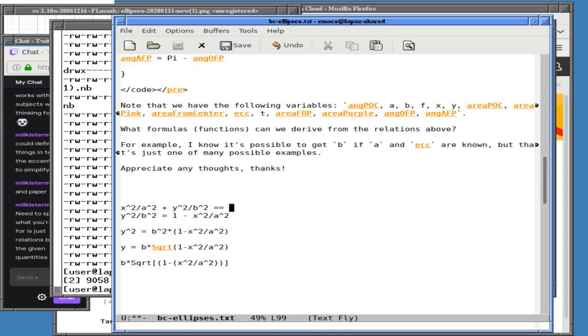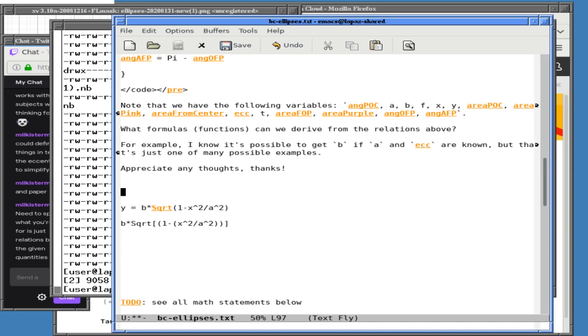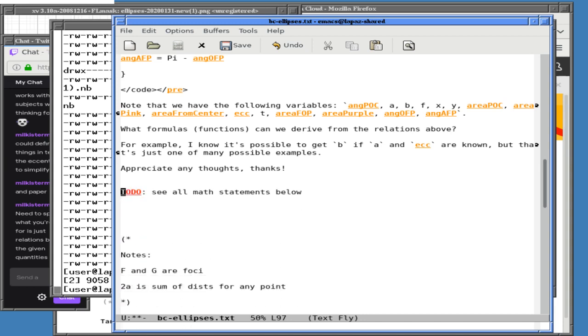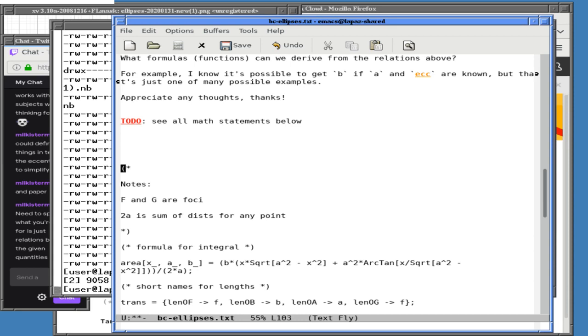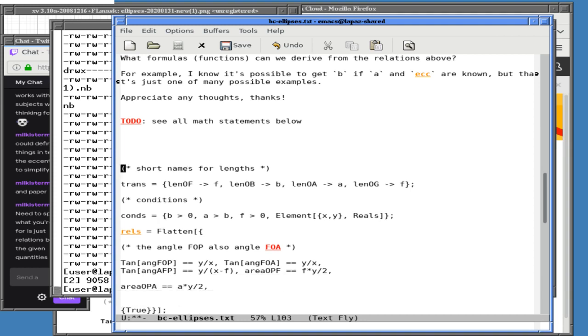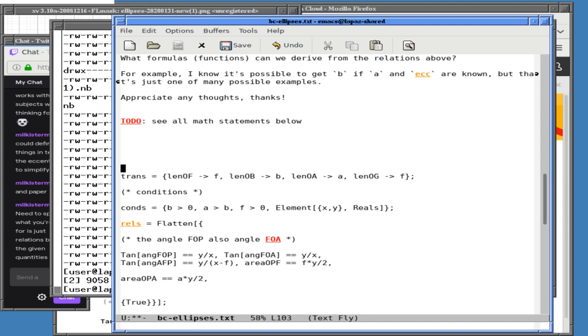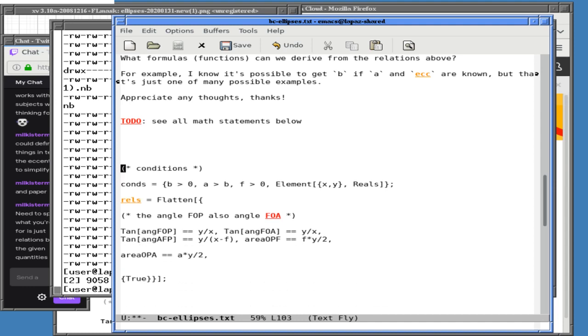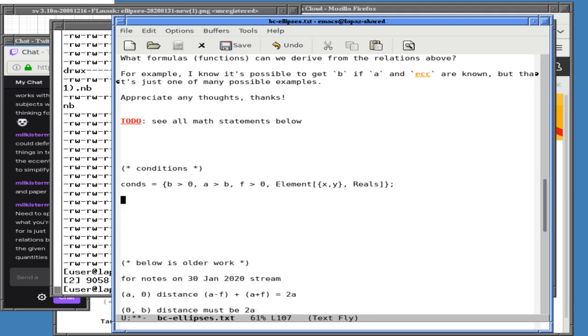This is something I did just to get that formula working. Make sure to get all the math statements below. F and G are foci. I didn't mention that G is a focus, but they kind of should know that. Formula for integral, we did get this. The short names for lengths, we're not going to bother with. I mean, technically, OF is length F conditions. Aha, we might want this. So we don't want that.